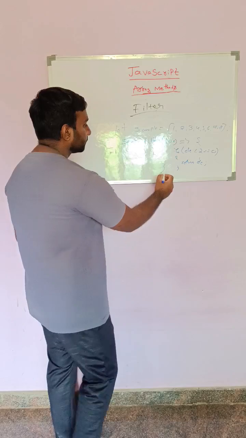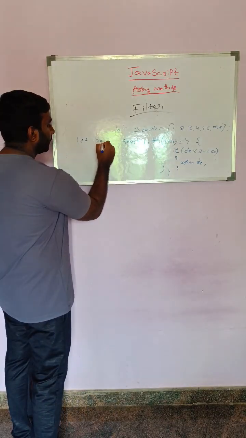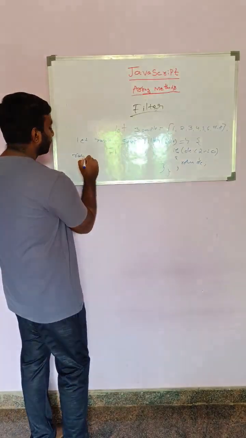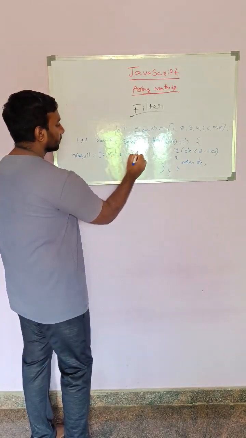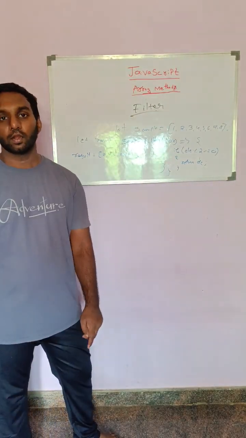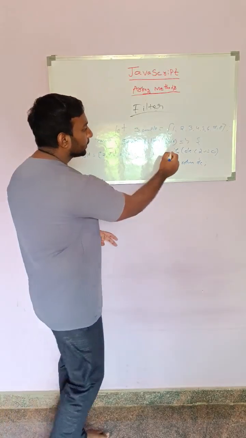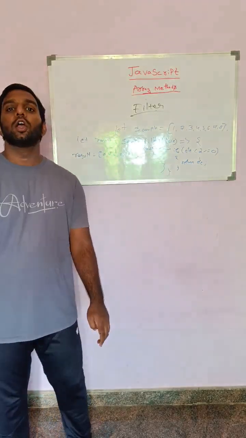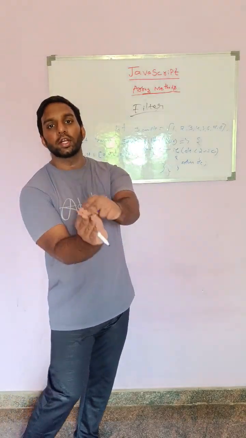So this is a very simple example. I am going to store the result. The result will give you the even numbers. So this is how the result will come. So filter is nothing but, based upon the condition you give to the filter method, you are rendering the new array. That's it.